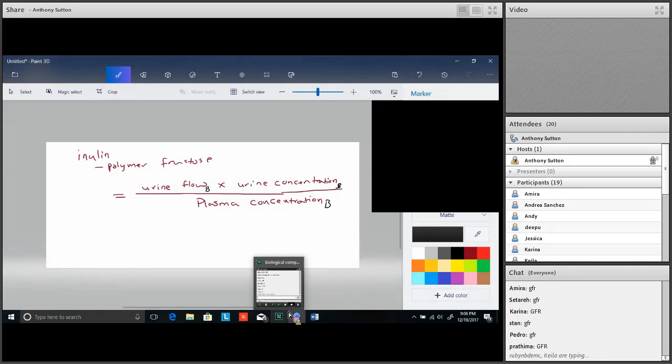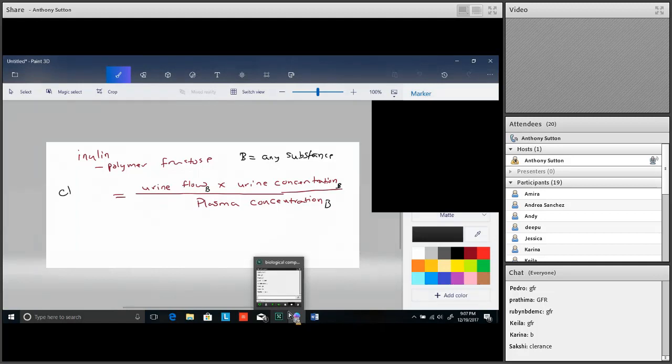I got you all. No, it's not GFR. I know what you were thinking. And I told you B equals any substance, any substance. So B means any substance. So what is this formula for? Anybody know this?